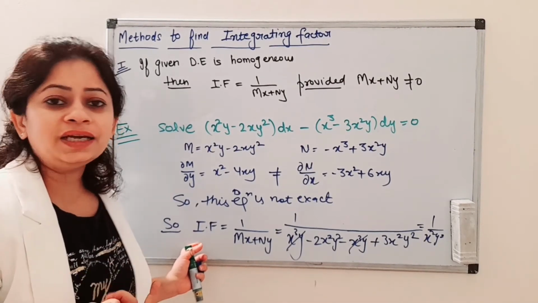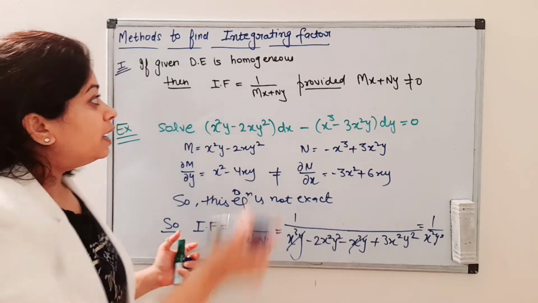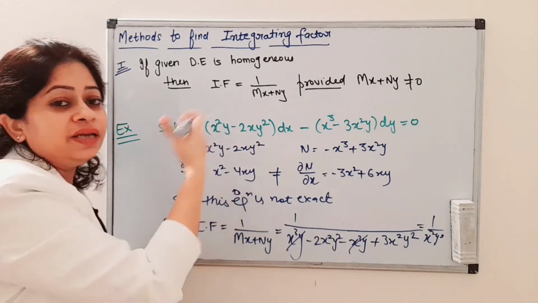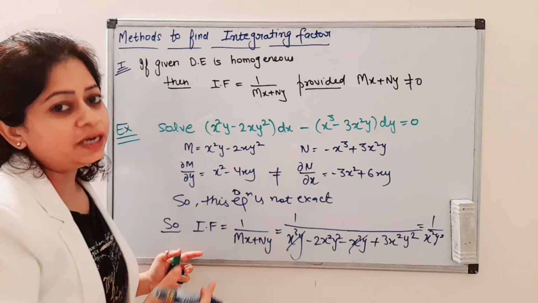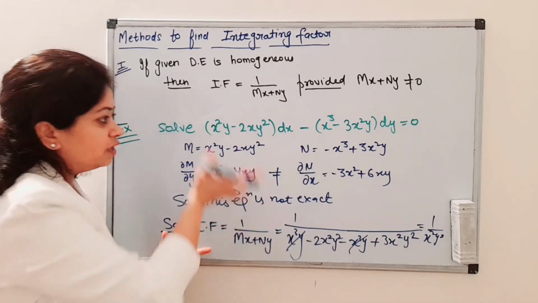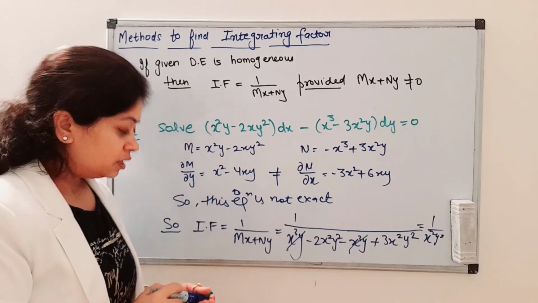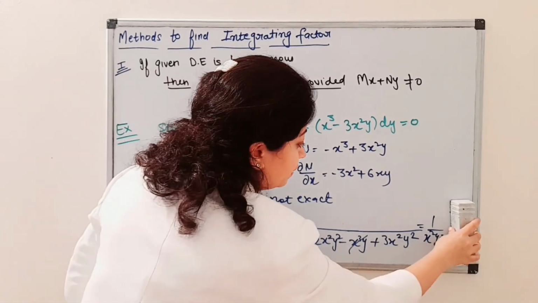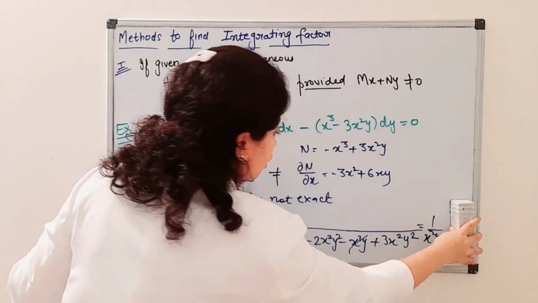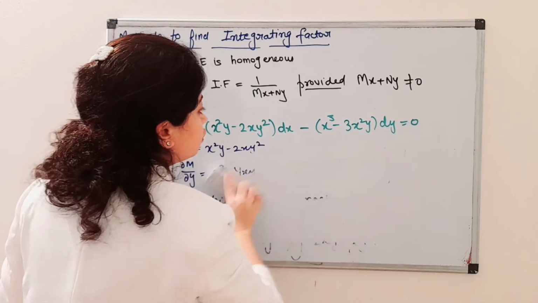And what is an integrating factor? That factor which makes any differential equation exact just by multiplying it with the integrating factor. So if we multiply this integrating factor with this differential equation, this equation will be exact. Now multiply this 1 upon x square y square with the differential equation, we get.